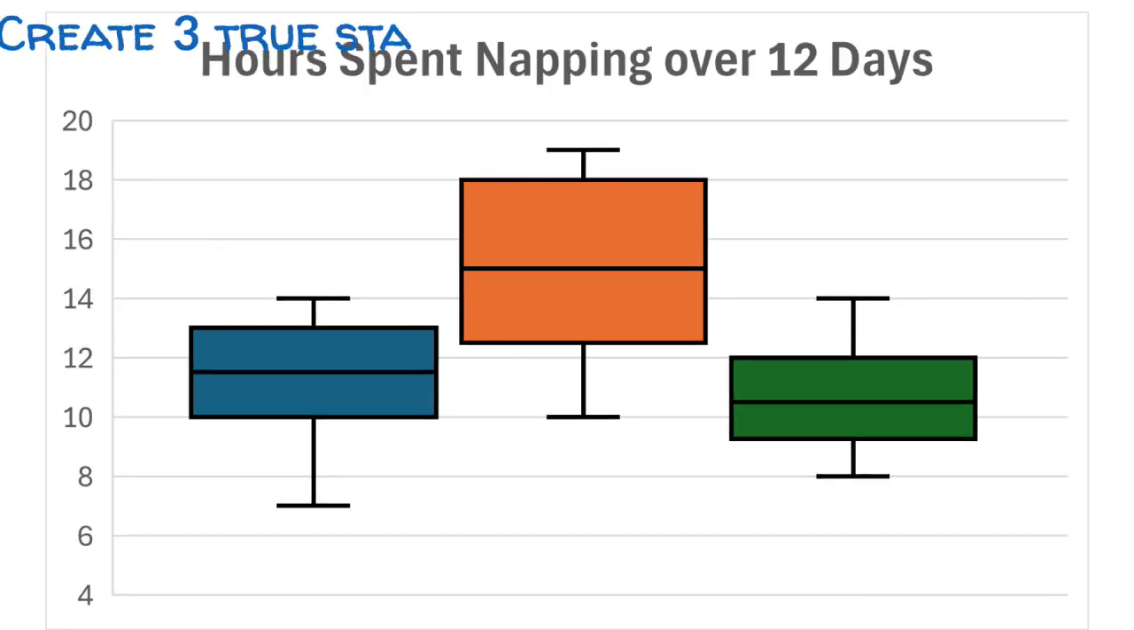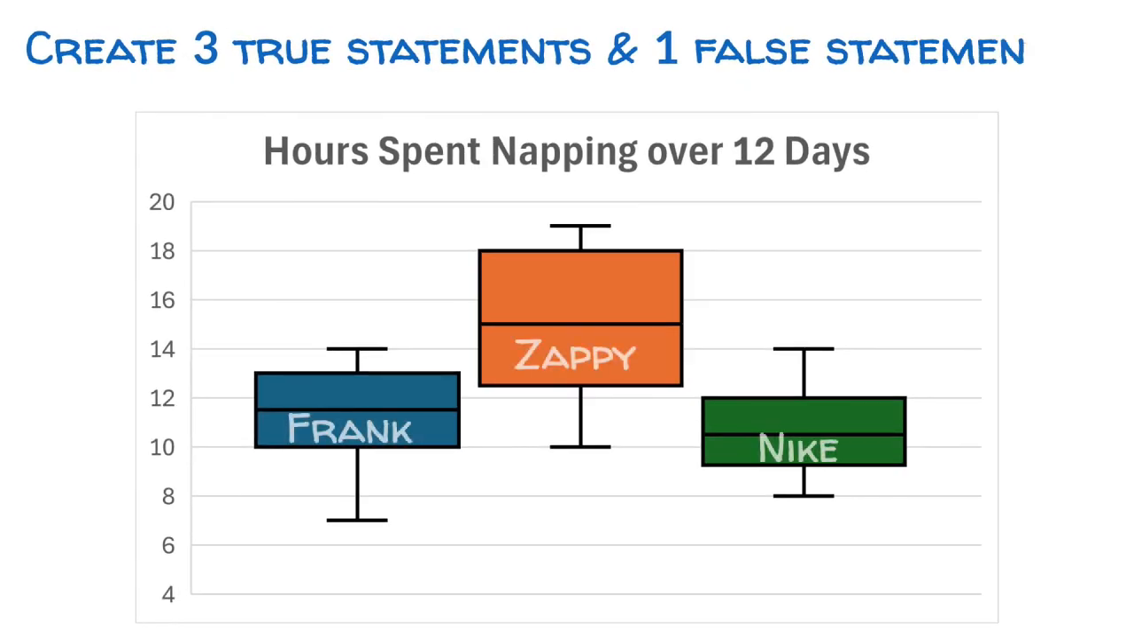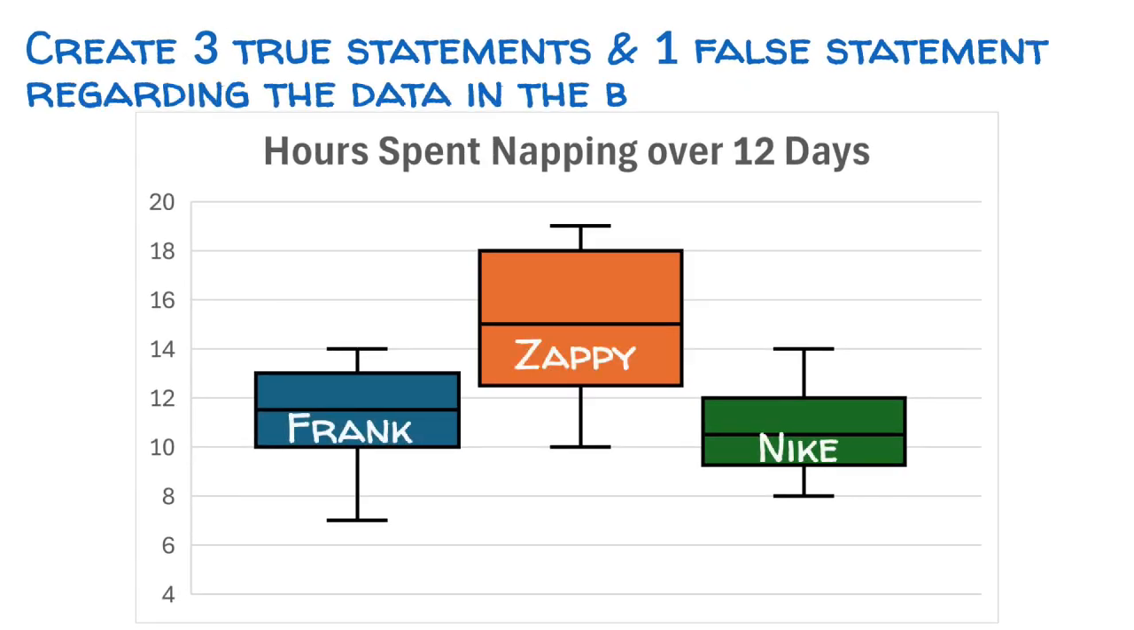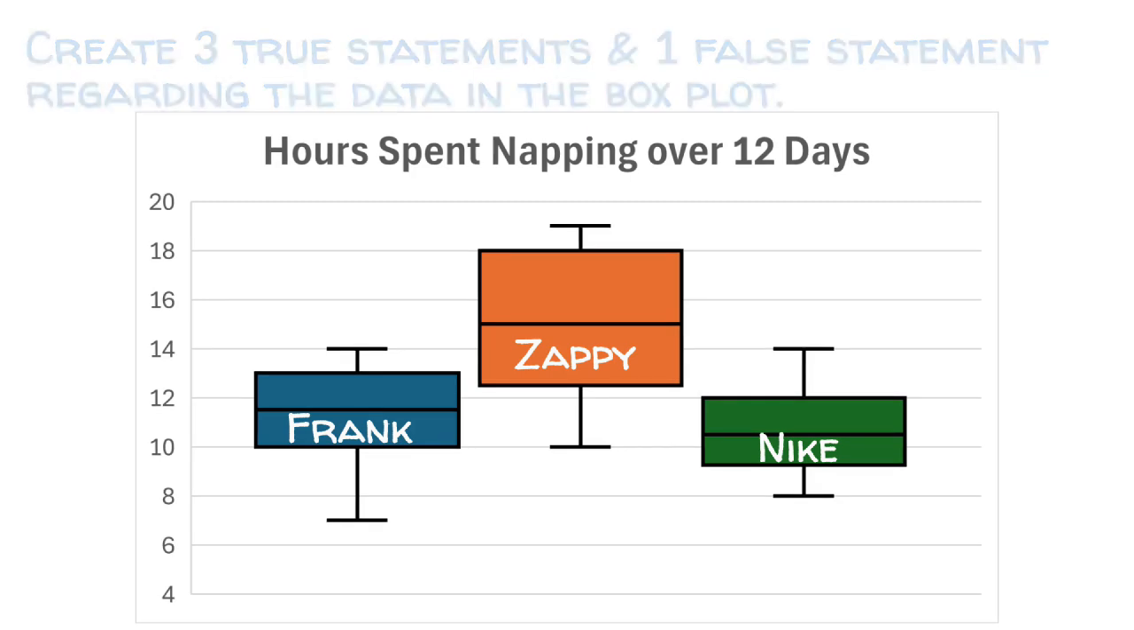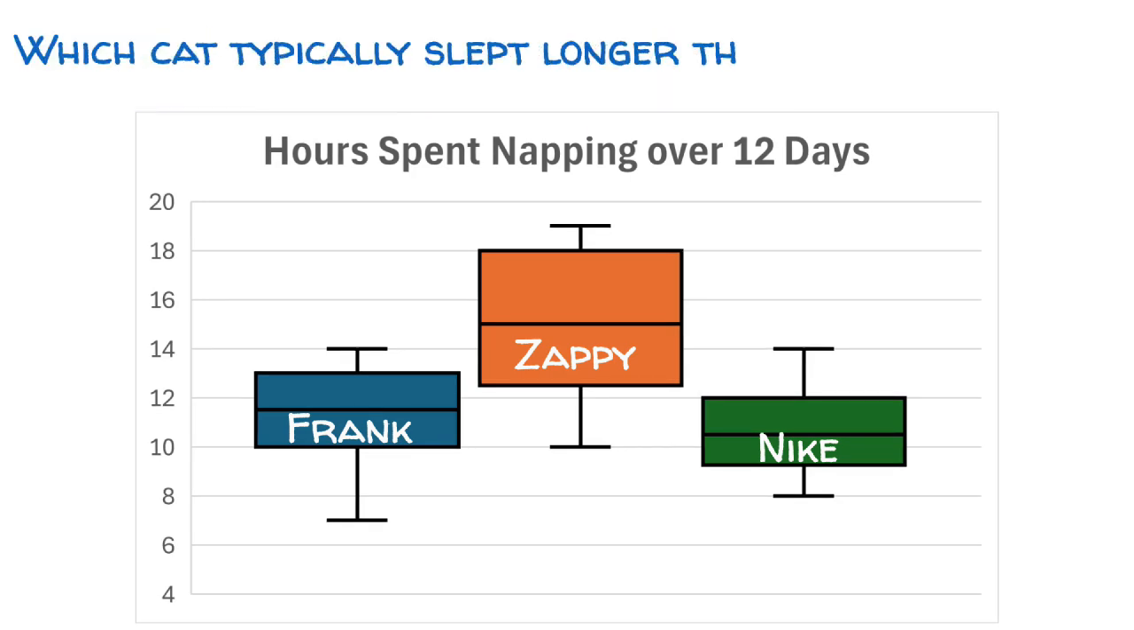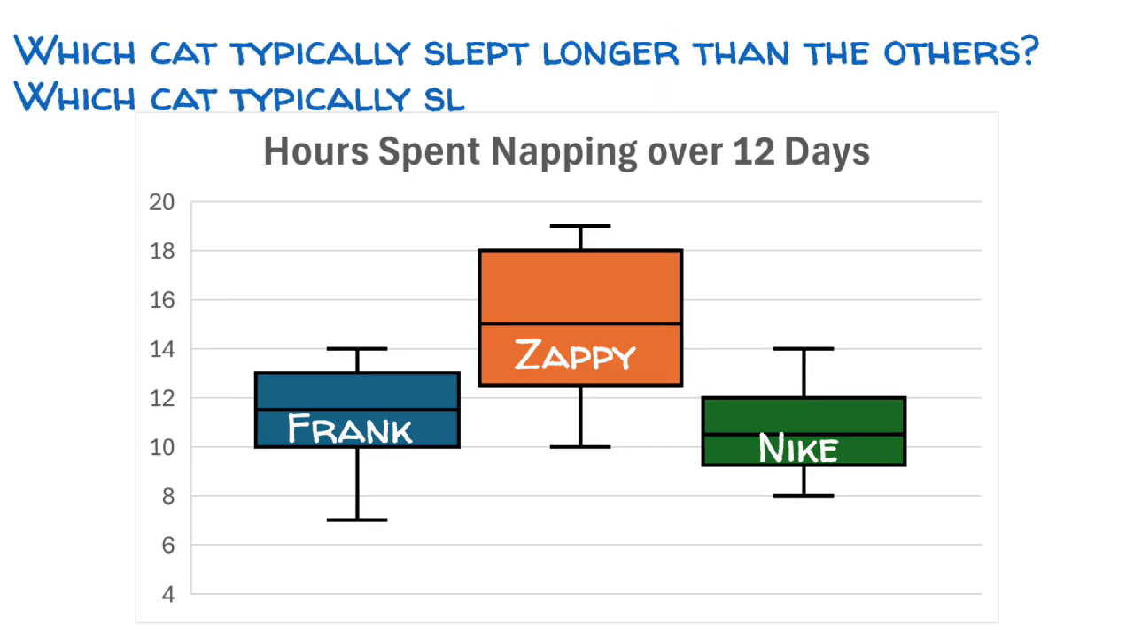Create 3 true statements and 1 false statement regarding the data and information displayed in the box plot. Which cat typically slept longer than the others? Which cat typically slept the least?